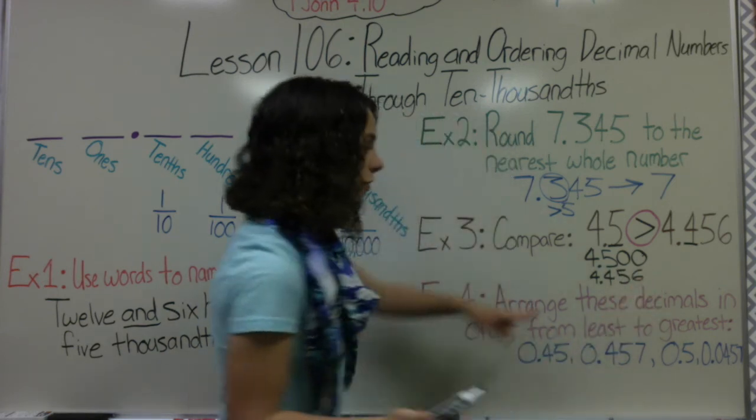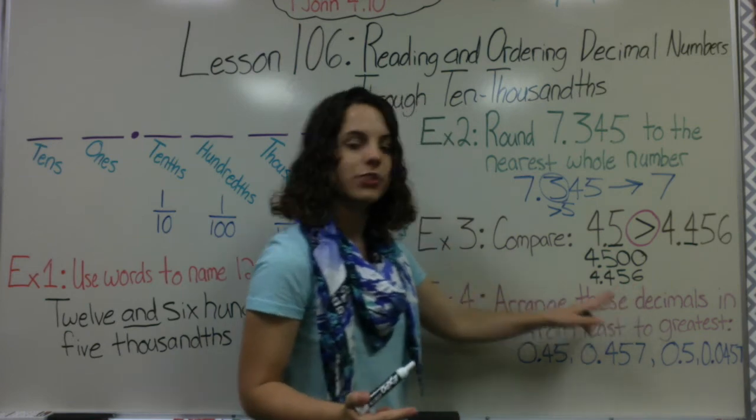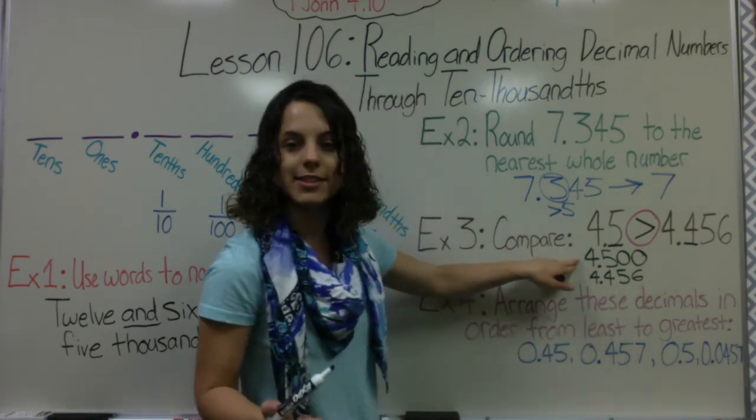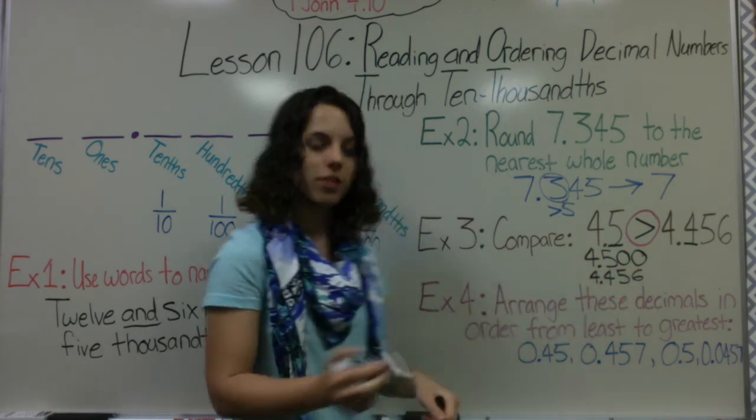Now if you're looking at digits, you have 500 here and 456 here, so we can see that 4/10 is larger. And I simply just added zeros; the value does not change at all.